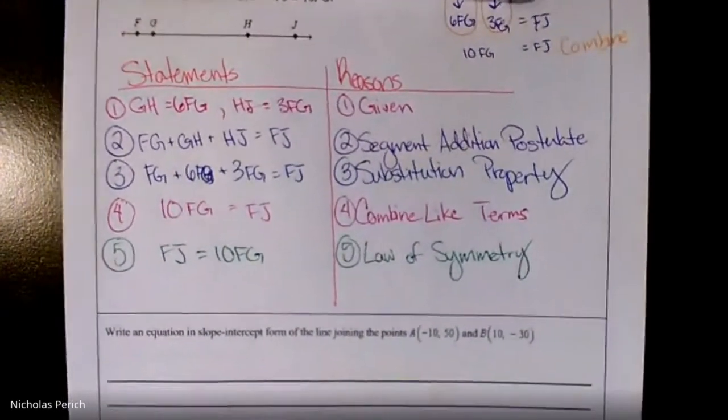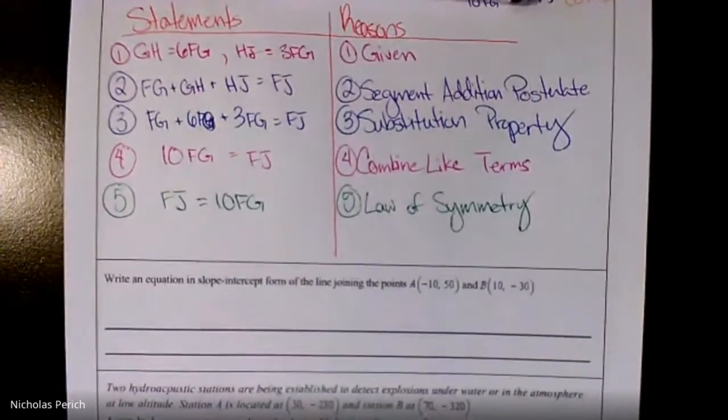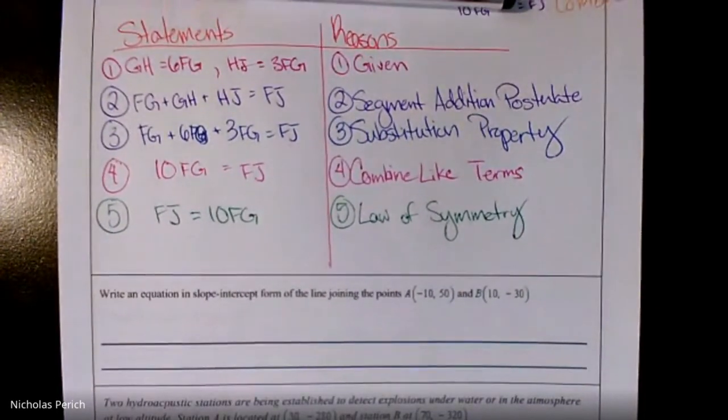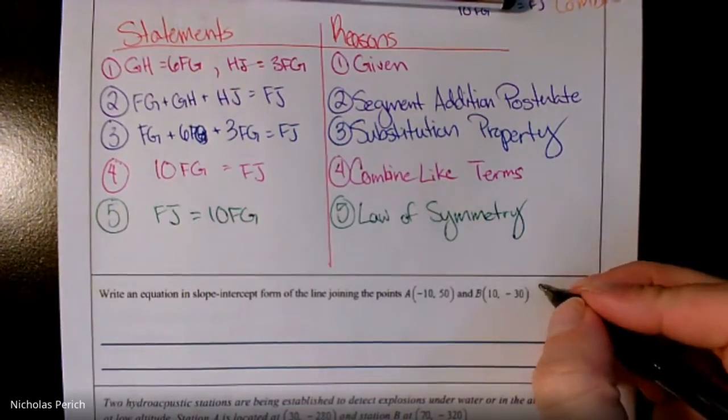Write an equation in slope-intercept form of a line joining two given points. I feel like we did one like this yesterday, but I guess we're just going to have to do it again. An equation in slope-intercept form looks like this.